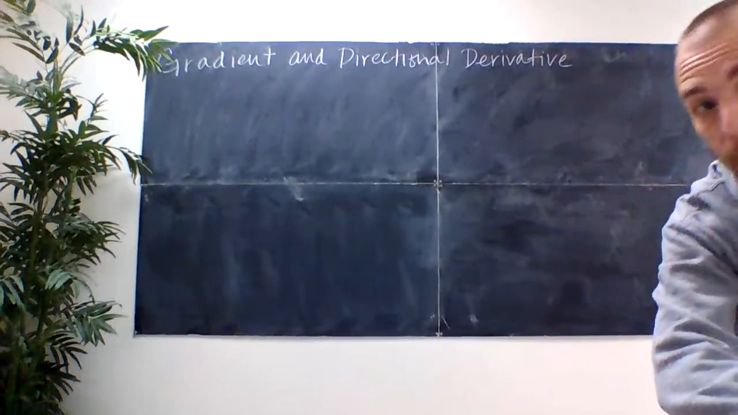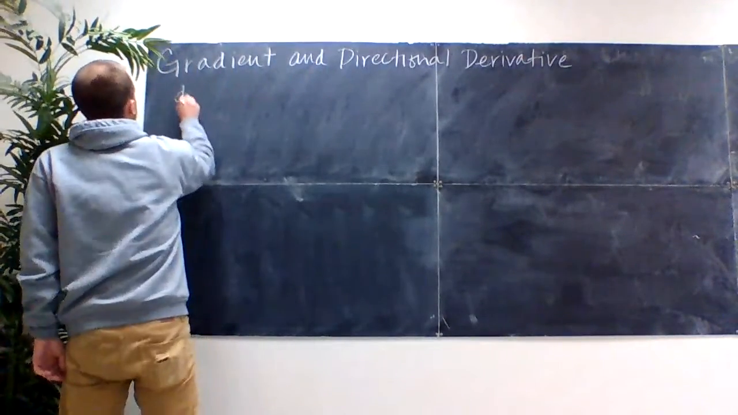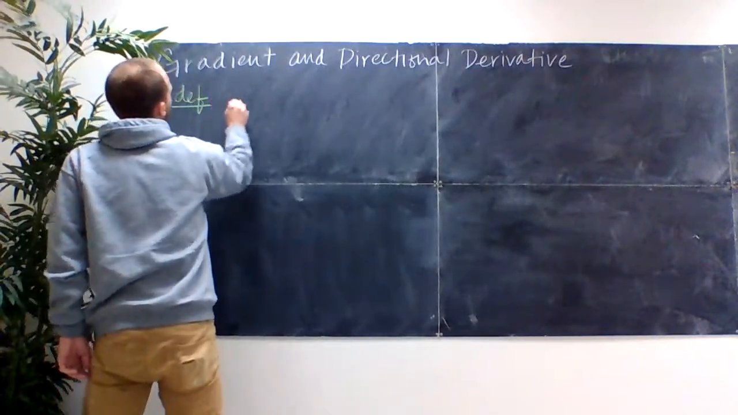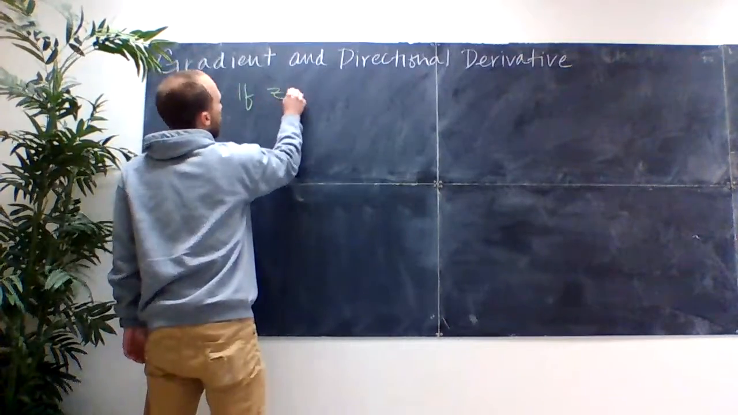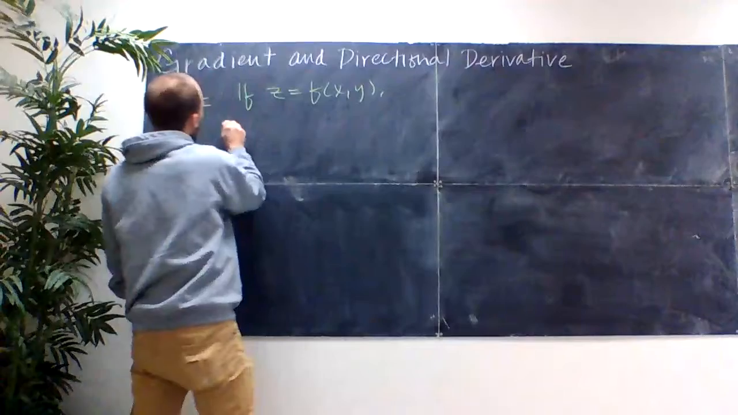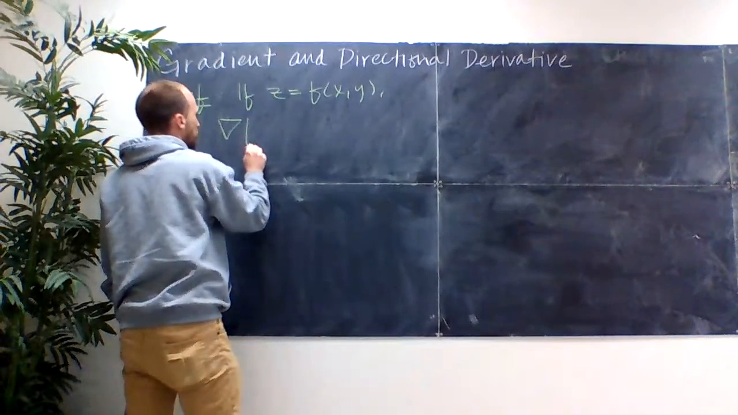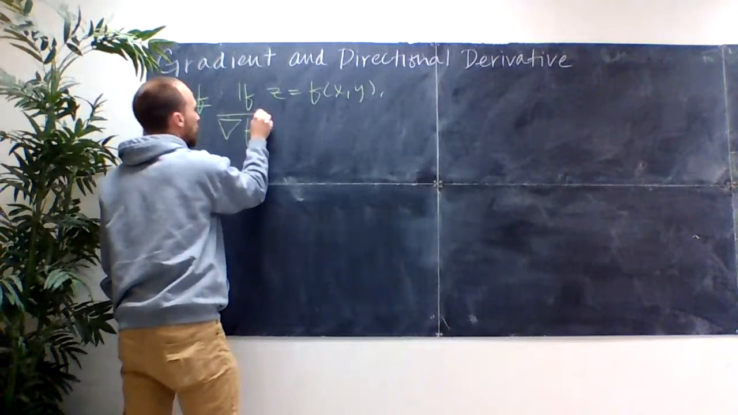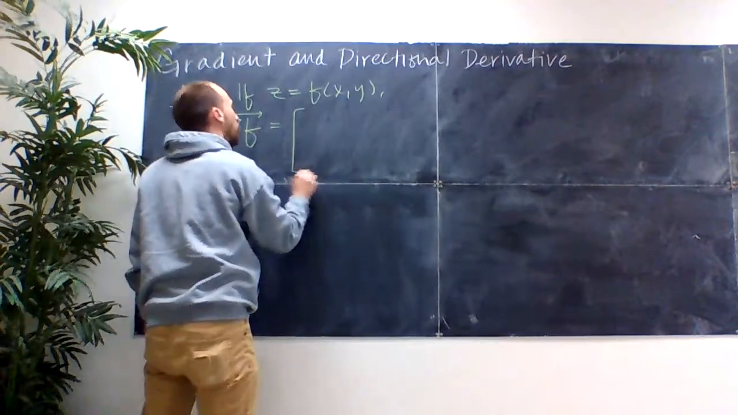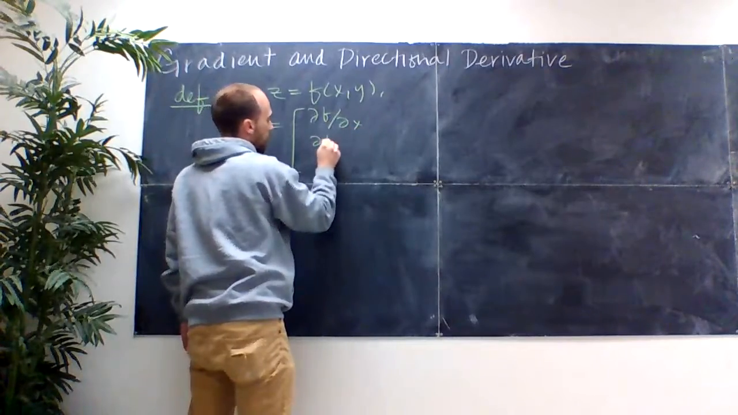Probably should have this ready before I started recording, but I'm going to write down that in the case where z is a function of x and y, what we call the gradient of f, we could also say the gradient of z, is going to be equal to the vector df dx and df dy.